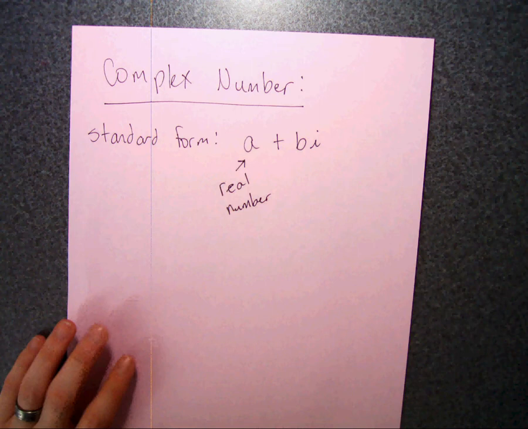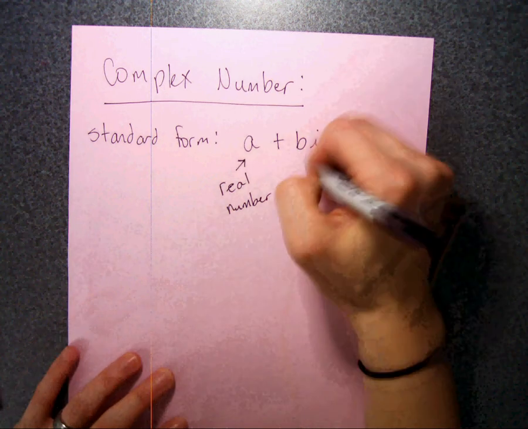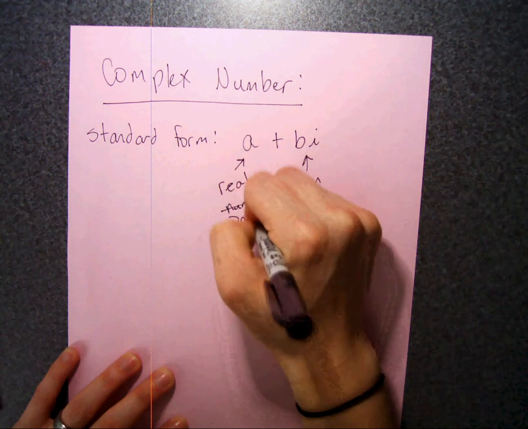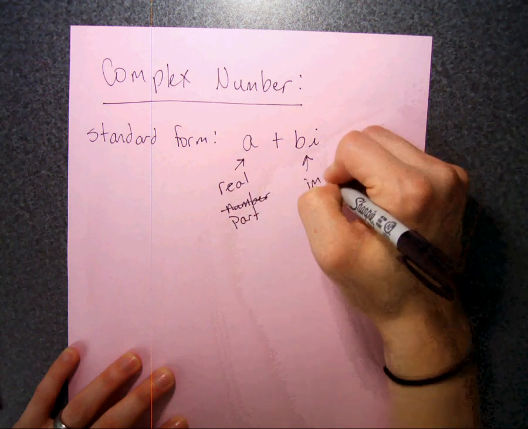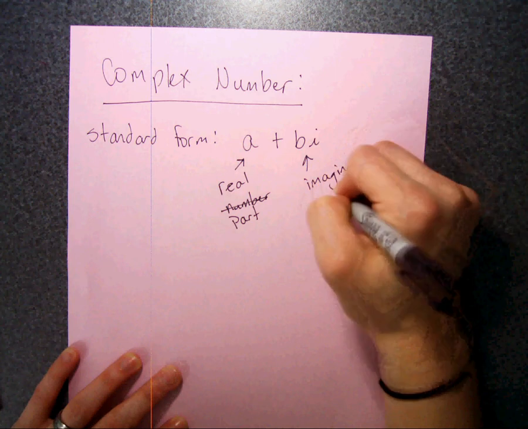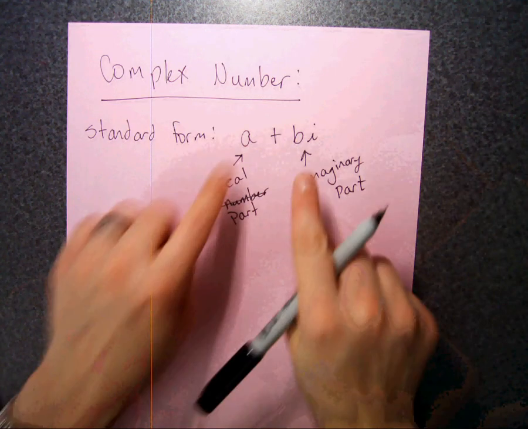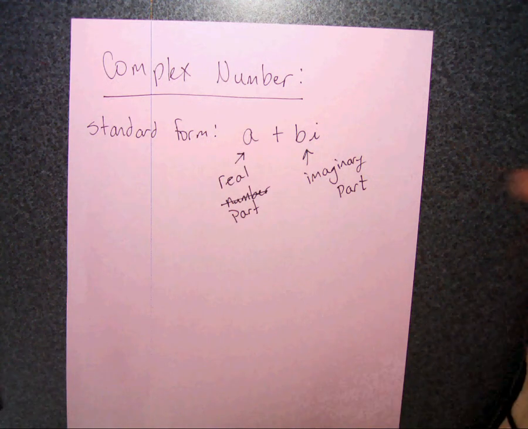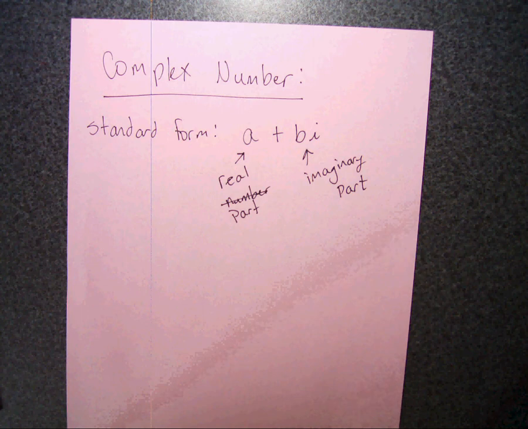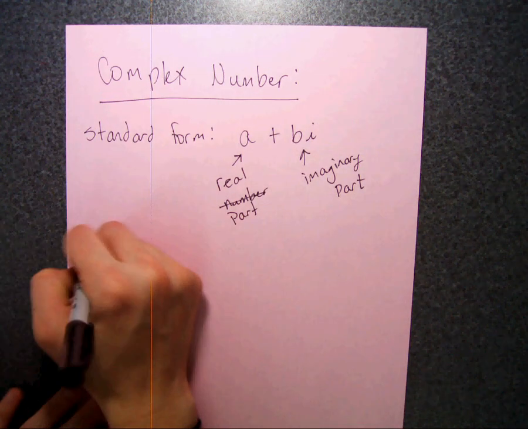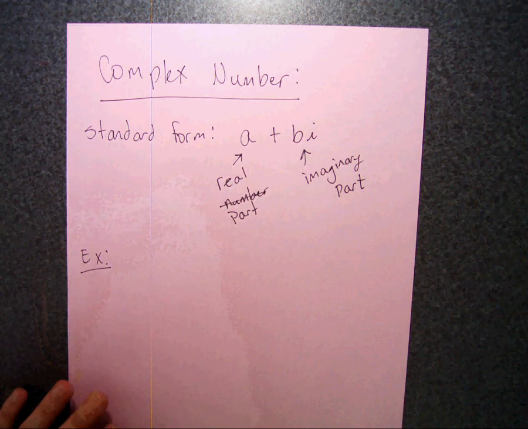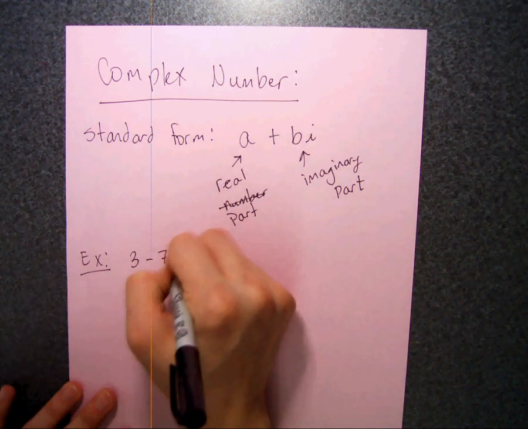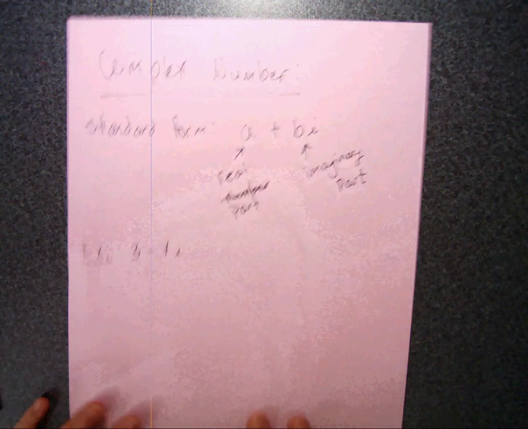And the second part we call the imaginary part. So these two together make up a complex number. A complex number is a real number and an imaginary number combined together. An example of a complex number would be something like 3 minus 7i. Or 3 plus negative 7i. Same thing, but 3 minus 7i.